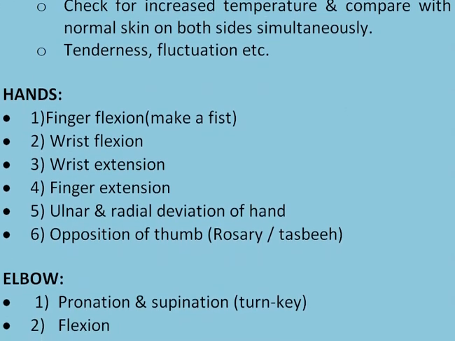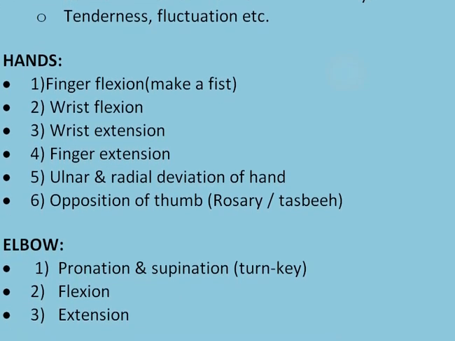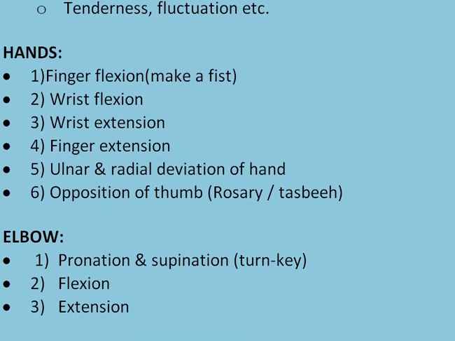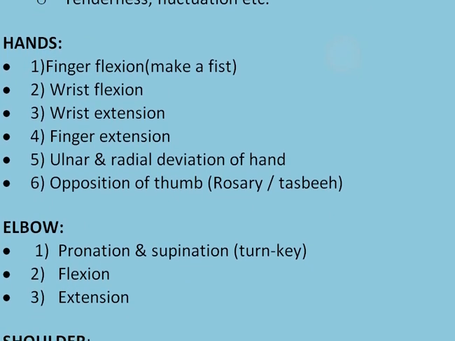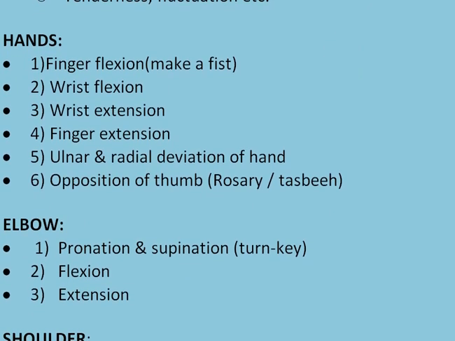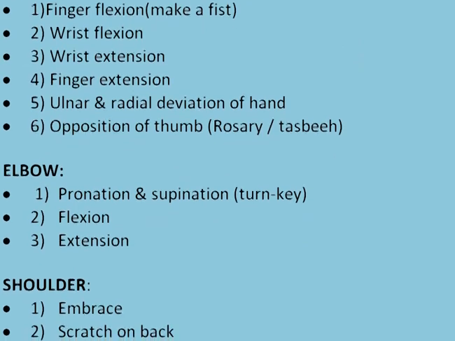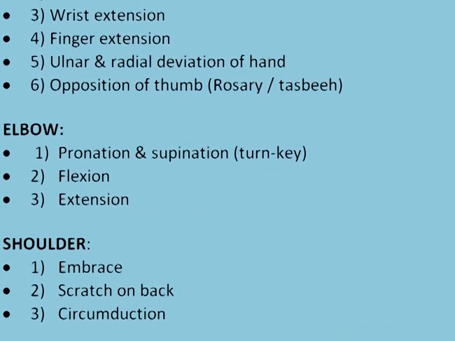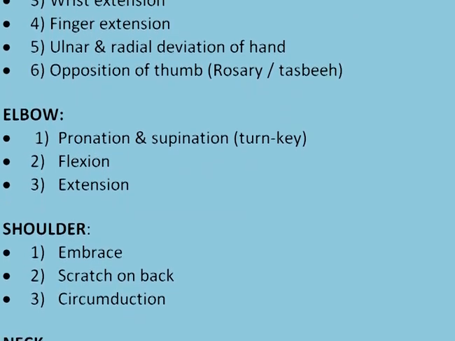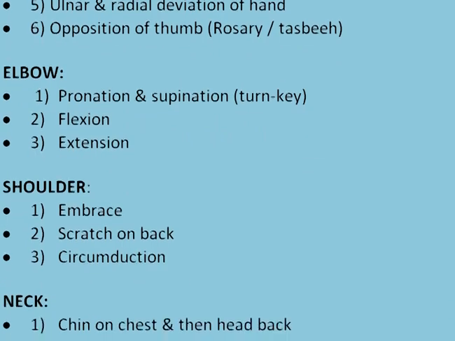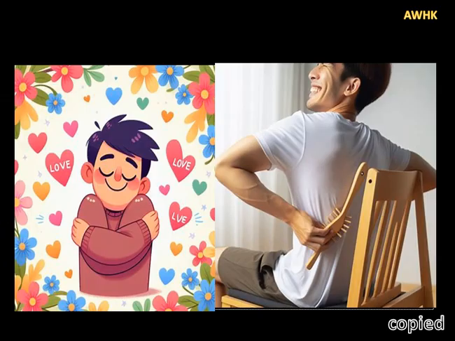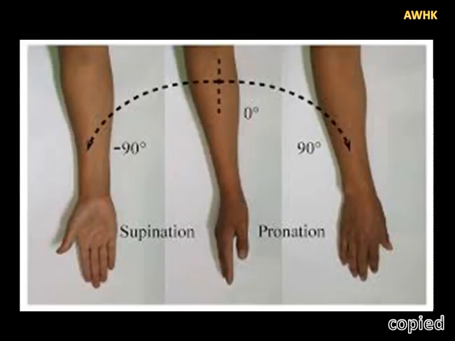After that, go to the elbow and check the movements at the elbow joint, that is the pronation and supination, the turnkey sign, flexion and extension. Then at the shoulder joint, ask the patient to embrace, scratch on the back and circumduction movement. So these movements are basically to check the movements at the shoulder joints. So this is the picture of the supination and pronation.